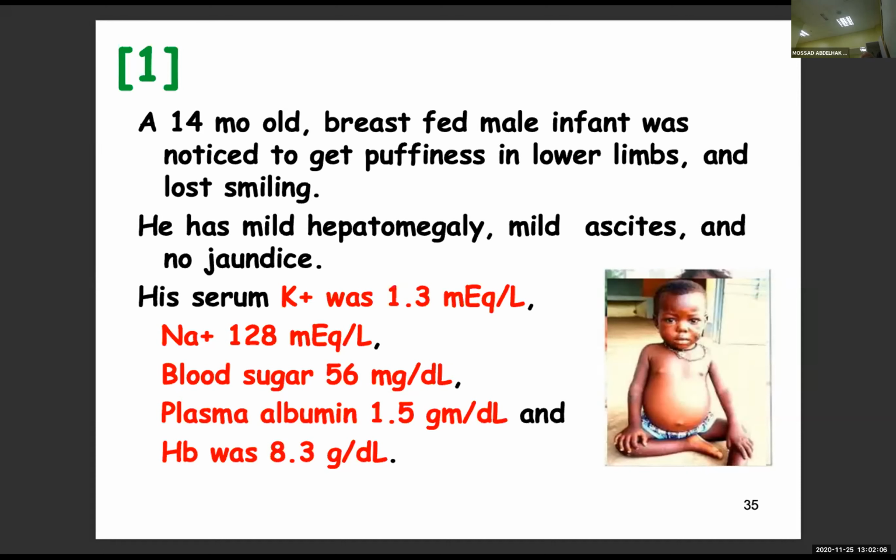Okay. So observation is very important. This child has edema in the face, abdomen, and the leg. And at the same time, if you read again, has puffiness of the lower limb and loss of smiling. It means the behavior of the baby is not good. And by examination, I told you that he got liver ascites, but no jaundice.